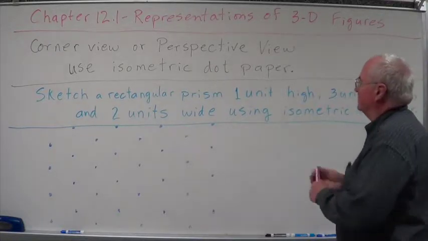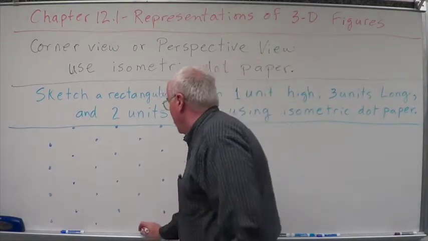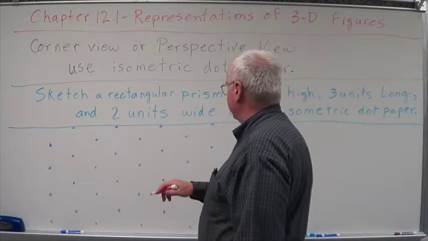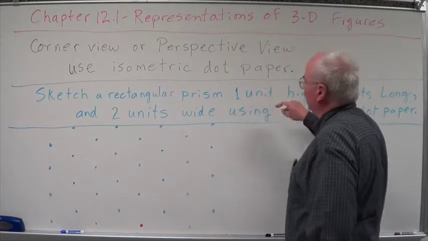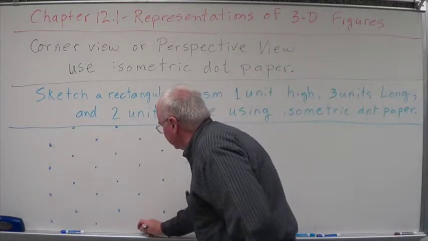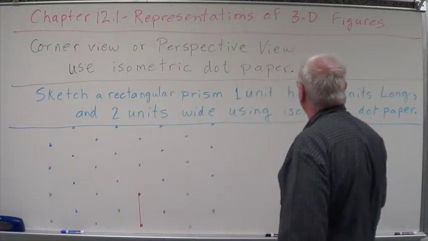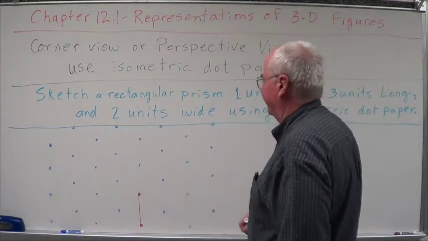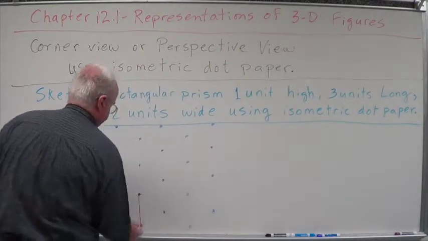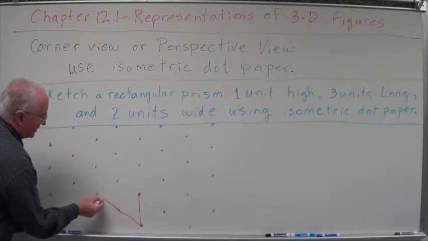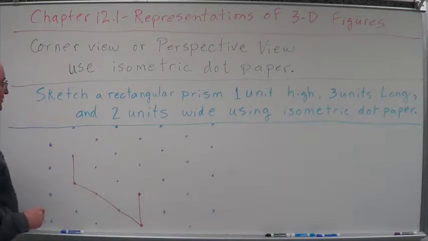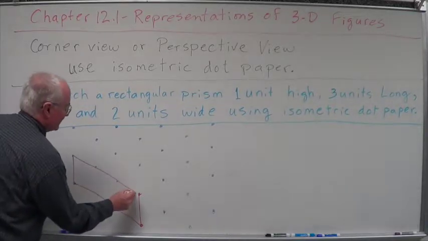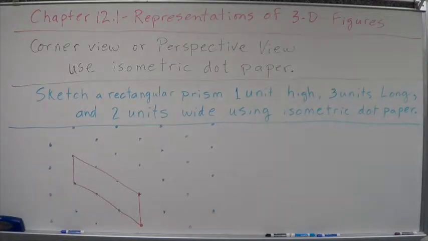So what we're going to do is start here. I'm going to pick some of the lowest dots in the middle over here so we have plenty of room, and I'm going to pick this one right here. We want 1 unit high, so I'm going to go up 1 unit. Now I want 3 units long, so I'm going to start right here and go 1, 2, 3 units long. That's 1 unit high, and we're going to go like this, and that makes what we call the front.